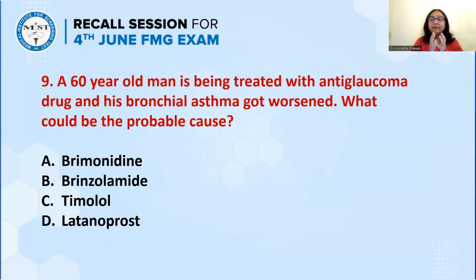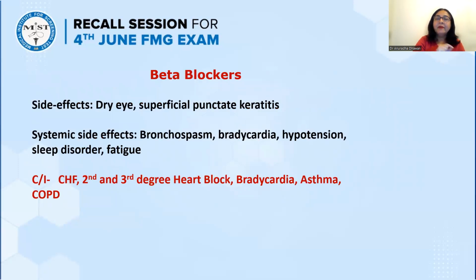The worsening of bronchial asthma means that there is constriction of the airway passages, that is, bronchoconstriction. Out of the choices given, brimonidine, brinzolamide, timolol, latanoprost, what do you think? Which drug can cause bronchoconstriction? That is your beta blockers. If you remember, topical beta blockers are one of the commonly given drugs in glaucoma therapy, and the local side effects of beta blockers are very, very minimal and mild.